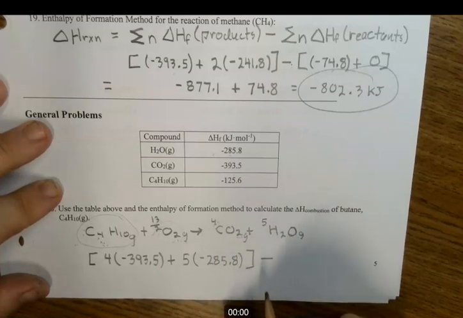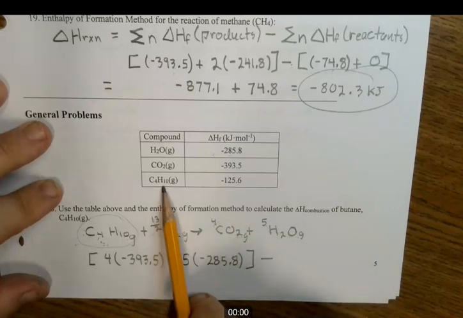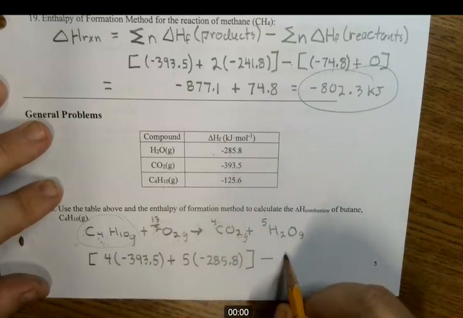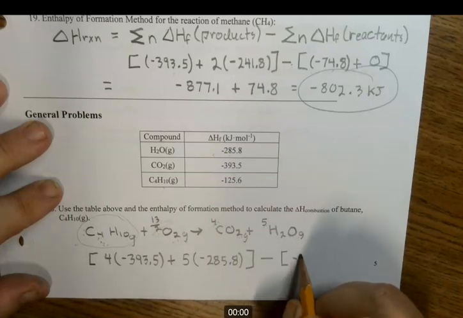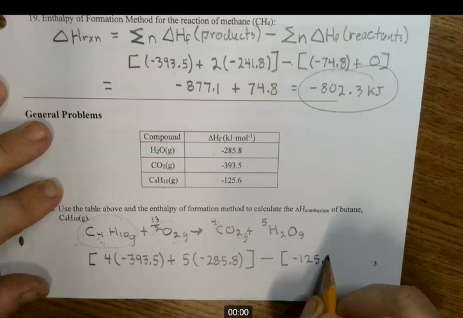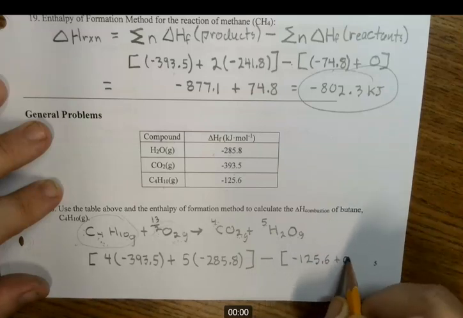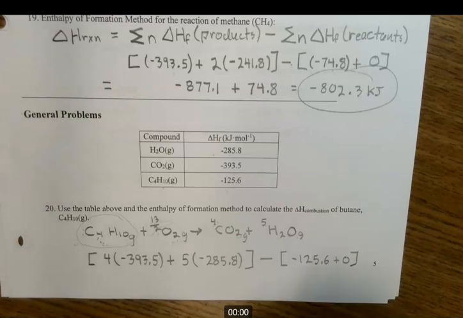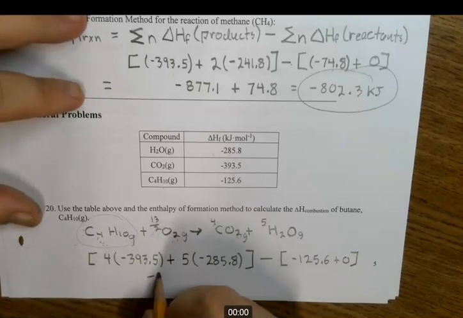Then you're going to subtract the reactants, and the reactants for butane, you only have 1 mole of it, so it's just simply negative 125.6, and of course oxygen is going to be 0, so we can close that up and go ahead and compute. Okay, and we get negative 3003.